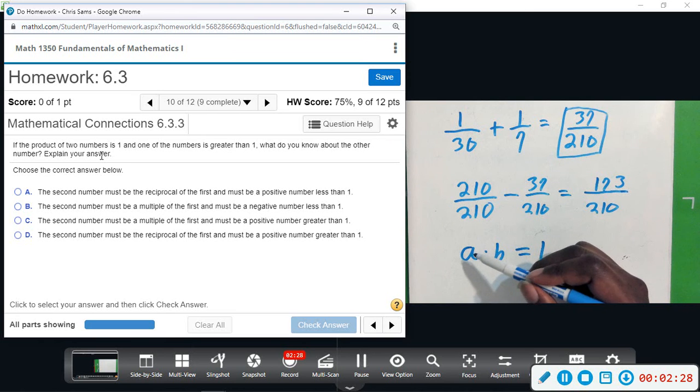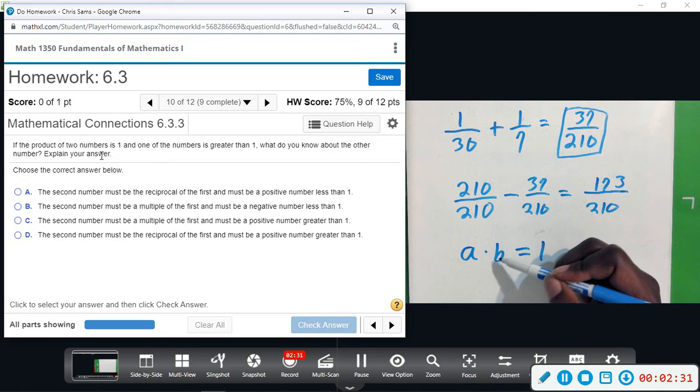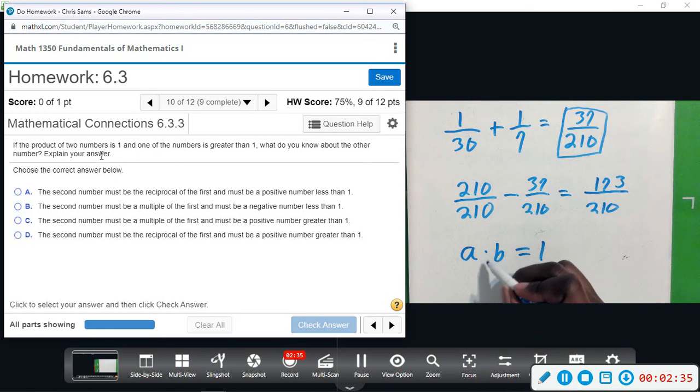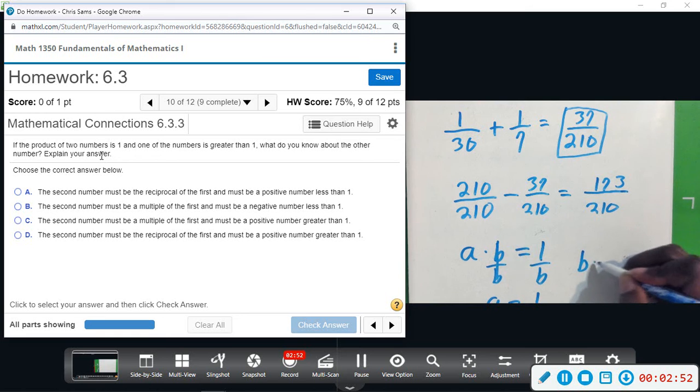Okay, so either both these numbers are 1, which it says 1 is greater than 1, or one must be the reciprocal of the other, meaning if we divide by B, or we could divide by A, it doesn't matter which one, this will give us B divided by B is 1, so A is equal to 1 over B. Okay, so meaning if we do B times its reciprocal, 1 over B, that's how we would get 1. Okay, so which one explains that?